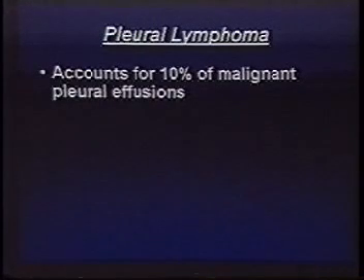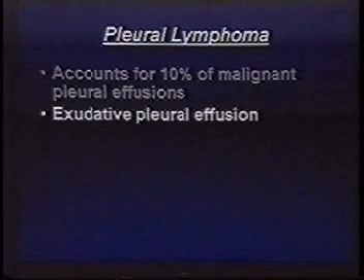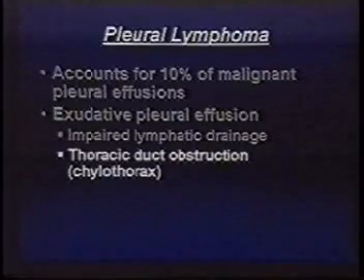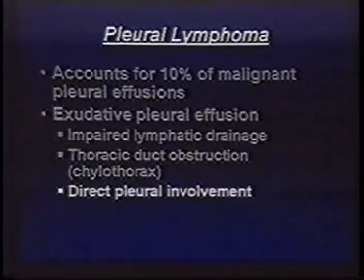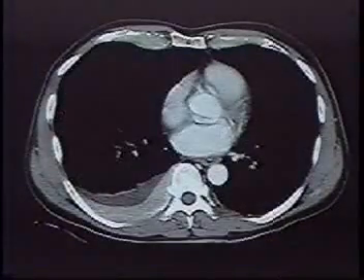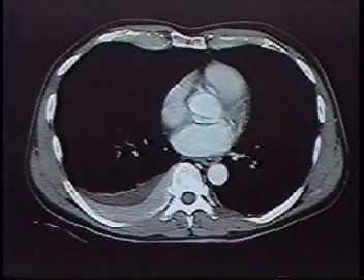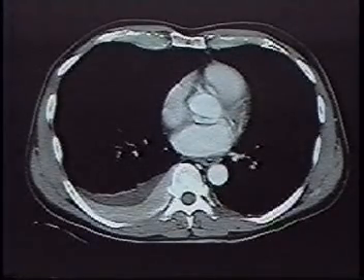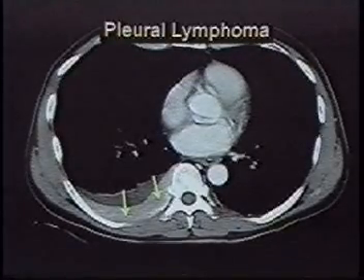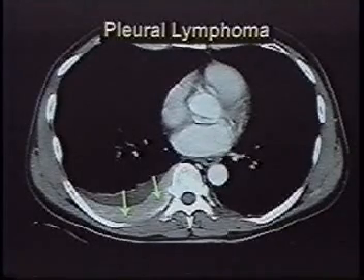Pleural lymphoma accounts for approximately 10% of malignant pleural effusions, and these are typically exudative effusions arising from impaired lymphatic drainage, obstruction of the thoracic duct giving rise to chylothoraces, or direct involvement of the pleura by lymphoma. And these are typically seen as plaque-like masses or thickening. This is a patient with Waldenstrom's macroglobulinemia with extensive thickening and contrast enhancement of the pleura with an associated pleural effusion. And this is a case of pleural lymphoma.